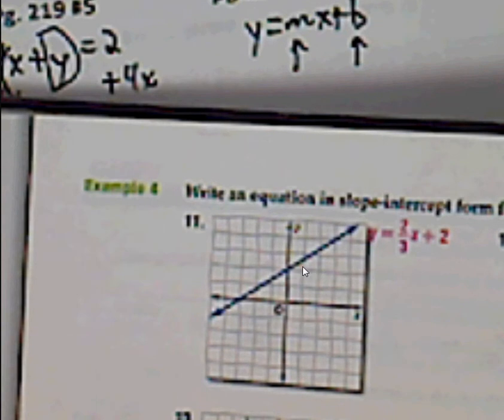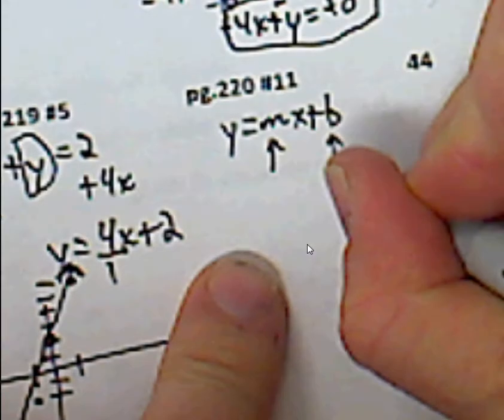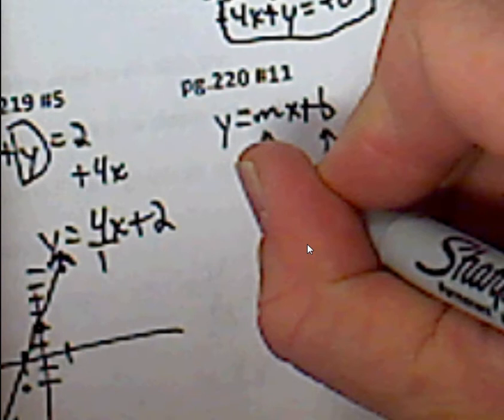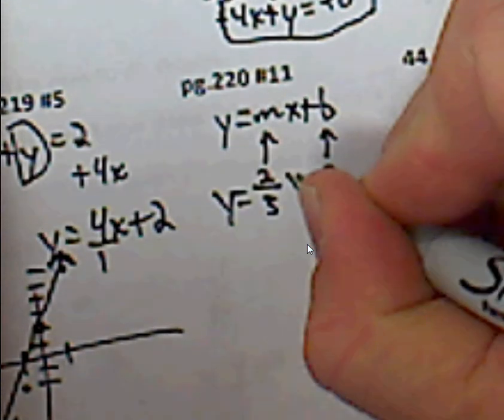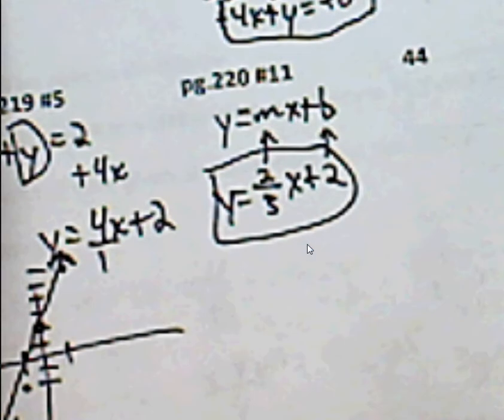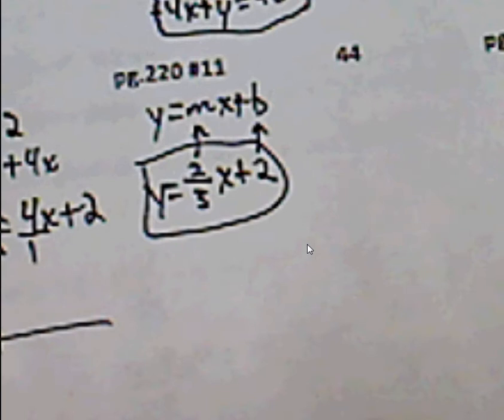Here's a point, and here's another point. So how do I get from point to point? I go up 2 over 3. Now I know my slope, now I know my y-intercept. My y-intercept was 2, my slope was up 2 over 3. So my equation is y equals 2 over 3x plus 2. That is my equation.